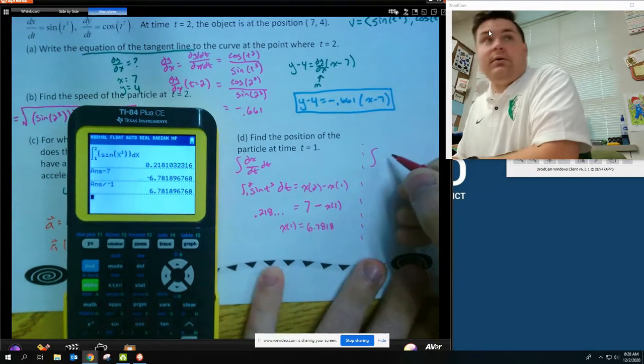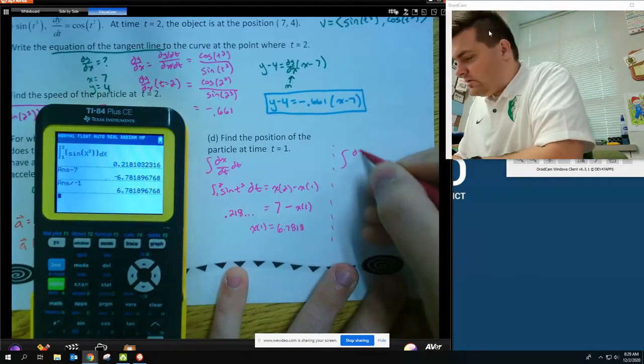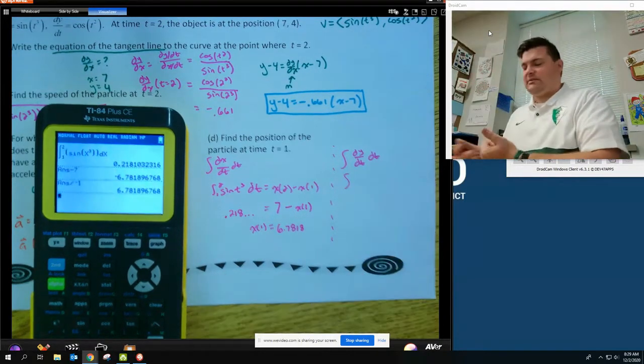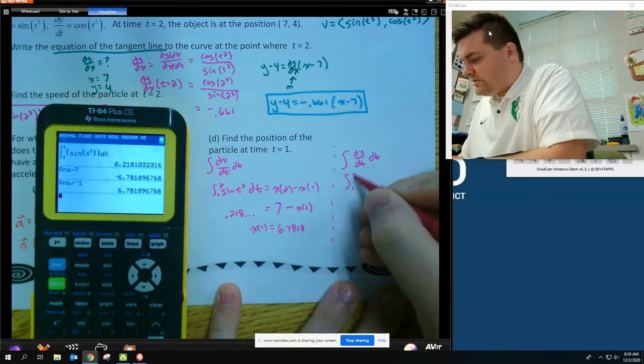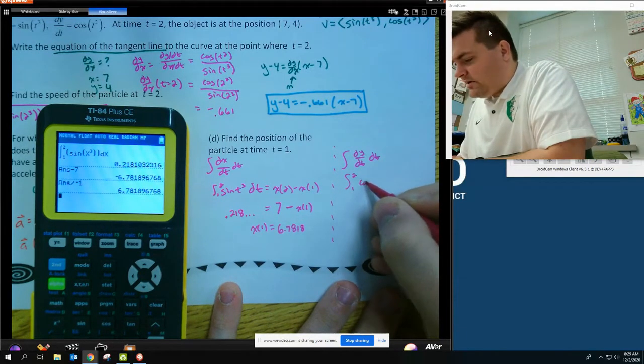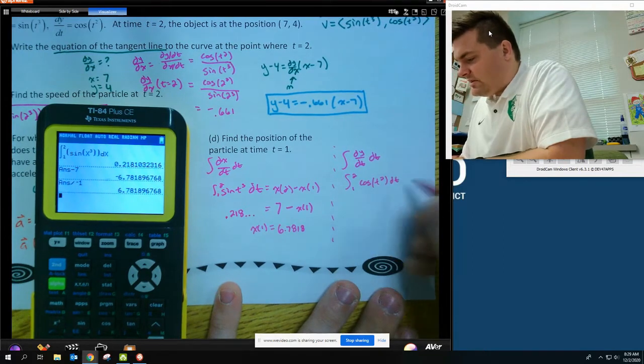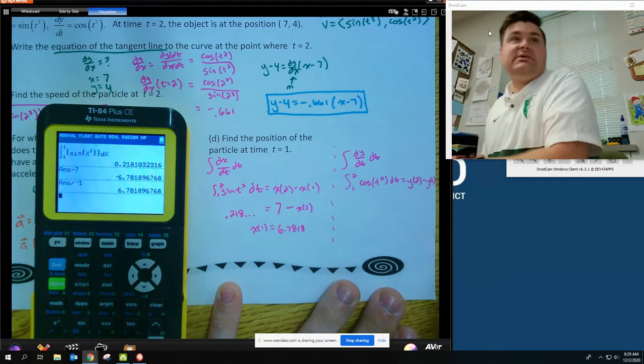So for the vertical, that's going to be the integral. We're going to do the exact same strategy now. We're going to integrate from 1 to 2 of the cosine of t squared dt, and that's going to equal y of 2 minus y of 1.